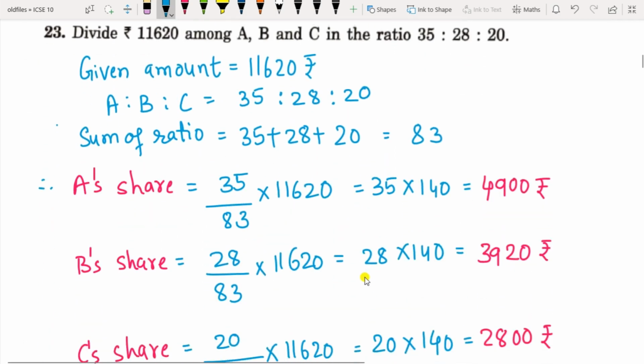Here no name is given. If a name is given, you have to write that name, and if ABC is given, you have to write ABC. Such as in this case, the total amount is 11,620. The shares of ABC are 35:28:20. Add all this, you get 83. Now you have to find A's share. So 35 divided by 83 multiplied by 11,620. You get the answer as 4,900. Similarly you have to find the B share and C share.